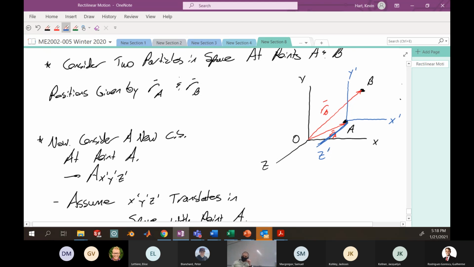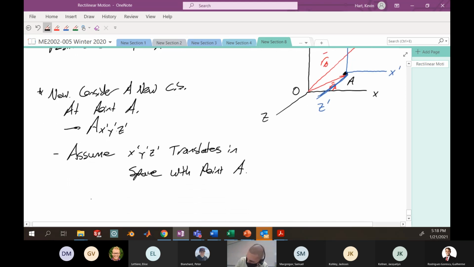The idea here is as A moves around, Y prime remains parallel to Y, X prime remains parallel to X, Z prime remains parallel to Z. That's what it means to translate in the frame. So X prime always parallel to X, Y prime remains parallel to Y, and Z prime remains parallel to Z. No rotation. Very important. No rotation yet.